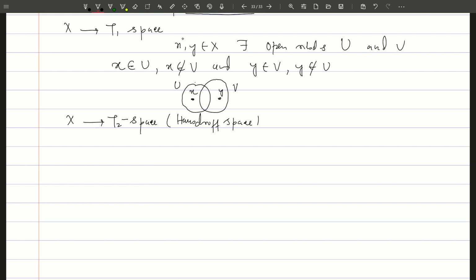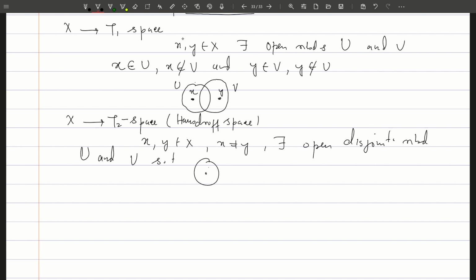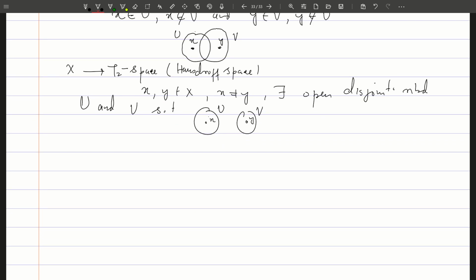So, if for any x and y in X, where x is not equal to y, there exist open and disjoint neighborhoods, say U and V, such that U contains x and V contains y, then we call these spaces the Hausdorff spaces.